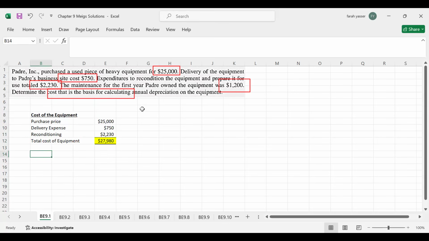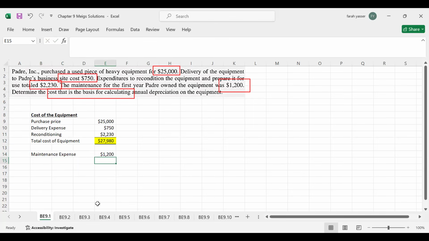Whereas the maintenance cost or the maintenance expense is $1,200, and this is separate. This is a revenue expenditure, so we write it separately as an expense account. Maintenance expense, repair expense, monthly or yearly insurance expense, all these are revenue in nature. Revenue expenses are there.